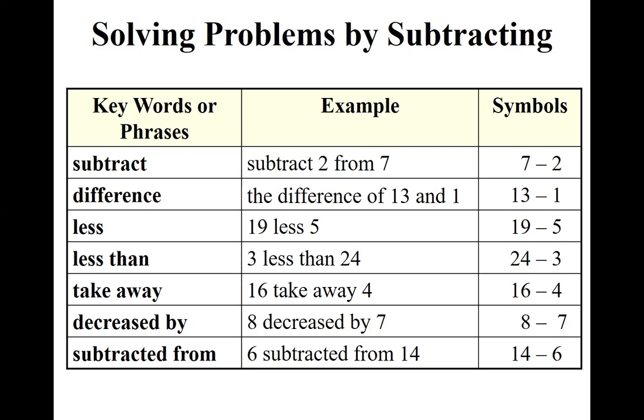Less than, 3 less than 24. You'd start with 24 and you'd subtract 3, 24 minus 3. But 16 take away 4, you're starting with 16 and you subtract 4, 16 minus 4. 8 decreased by 7, you're starting with 8 and you're decreasing it by 7, you're subtracting 7, 8 minus 7. But 6 subtracted from 14, you're starting with 14 and you're subtracting 6 from that. 14 minus 6.